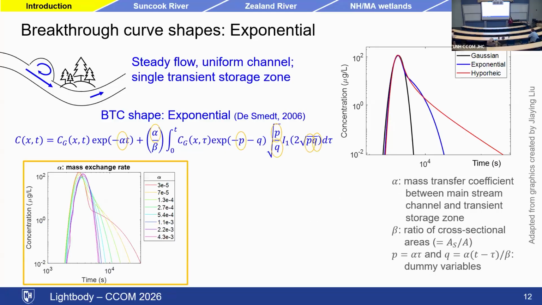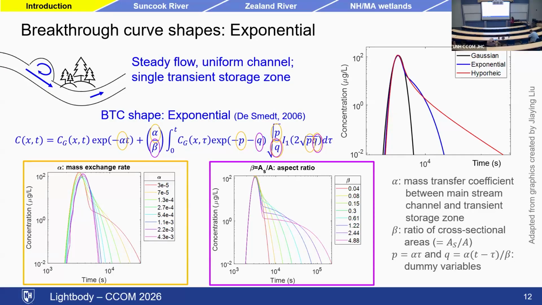So there are two parameters, this alpha parameter and this beta parameter. Alpha is the mass transfer coefficient between the main stream channel and the transient storage zone. Beta is the size of the transient storage zone. And here are some figures that show how changes in the mass exchange rate and that aspect ratio affect the curves. You can see that there's a trade-off between how much you have in the peak and how much you have in the tail. As you increase transfer to the transient storage zone, the tail gets bigger and the peak gets smaller.